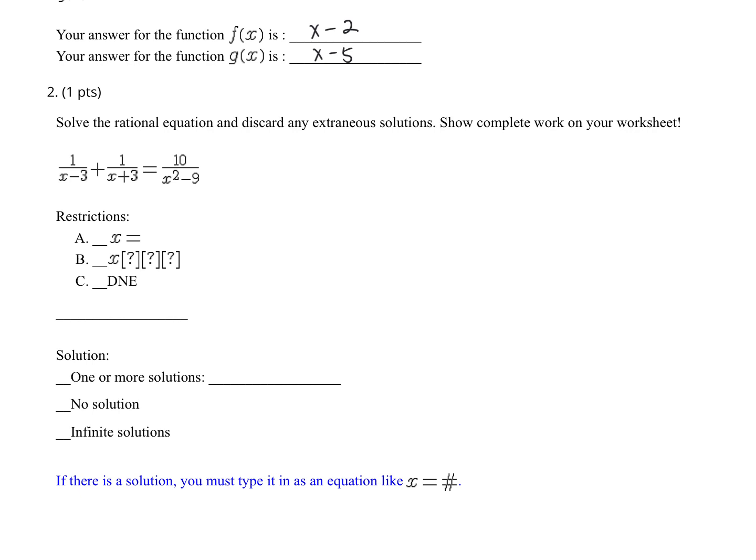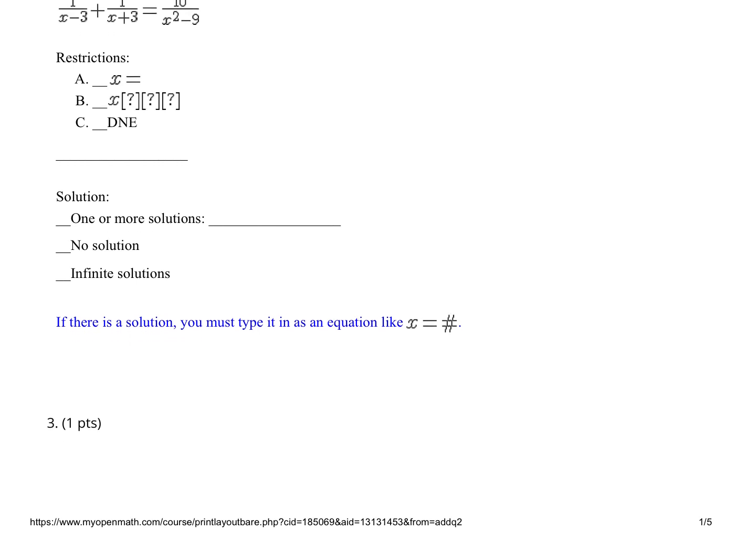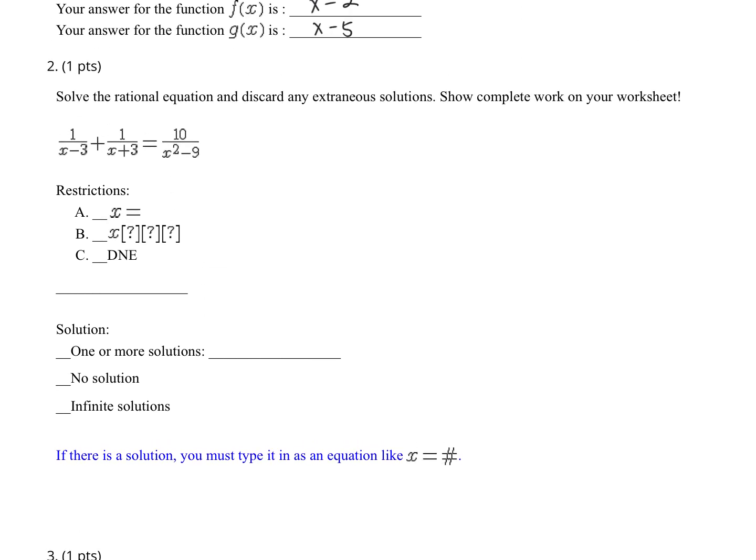So what in the world? Why are all these x's here? Okay. I don't exactly know what it's asking for the restrictions, why there's question marks.